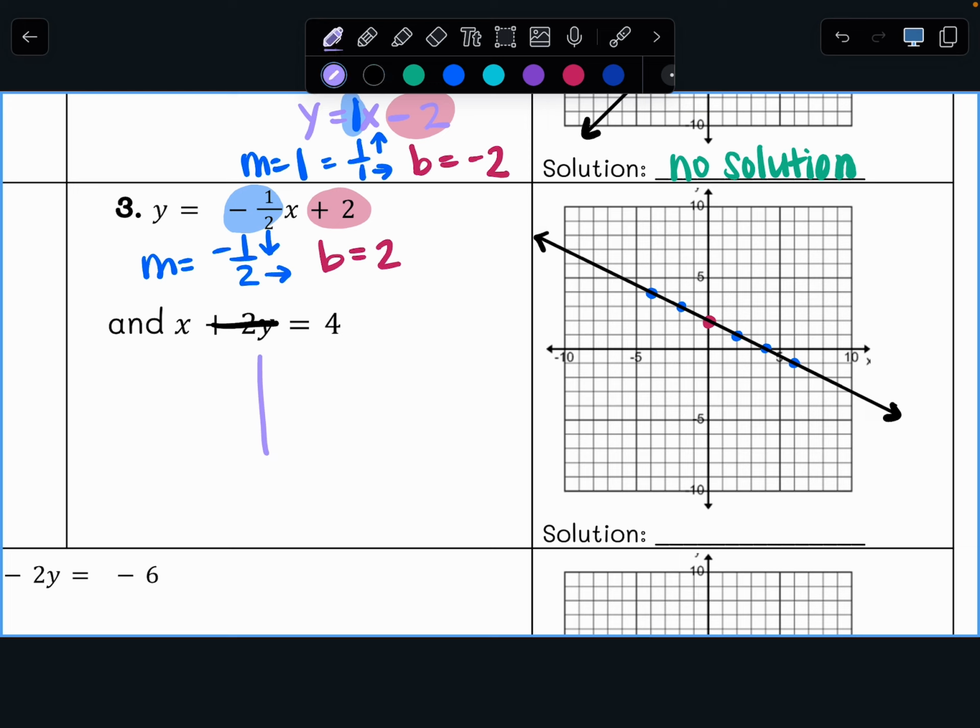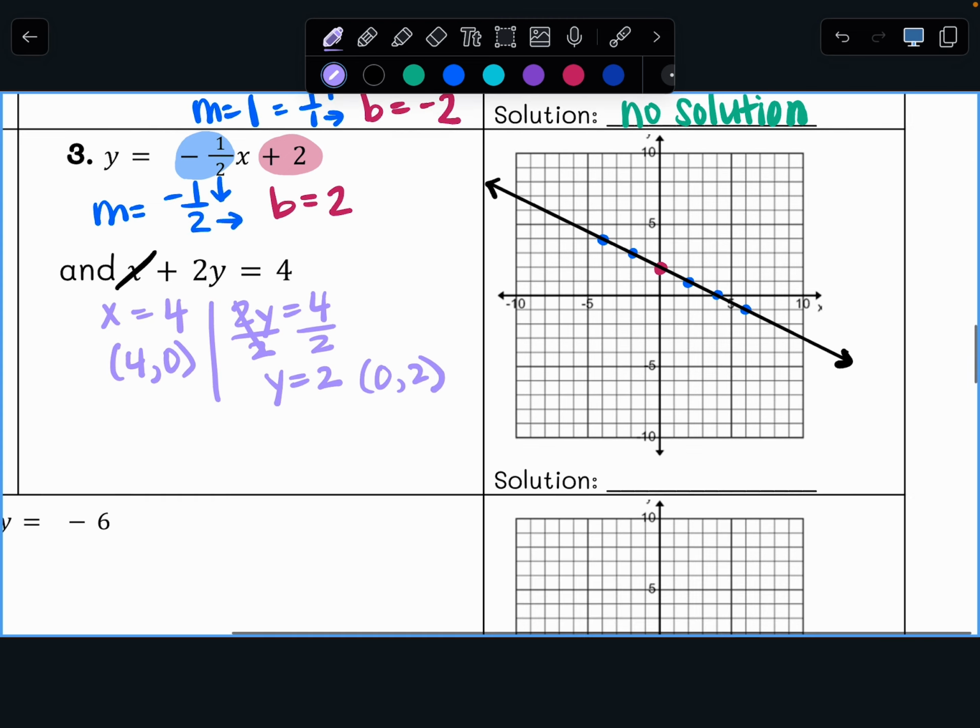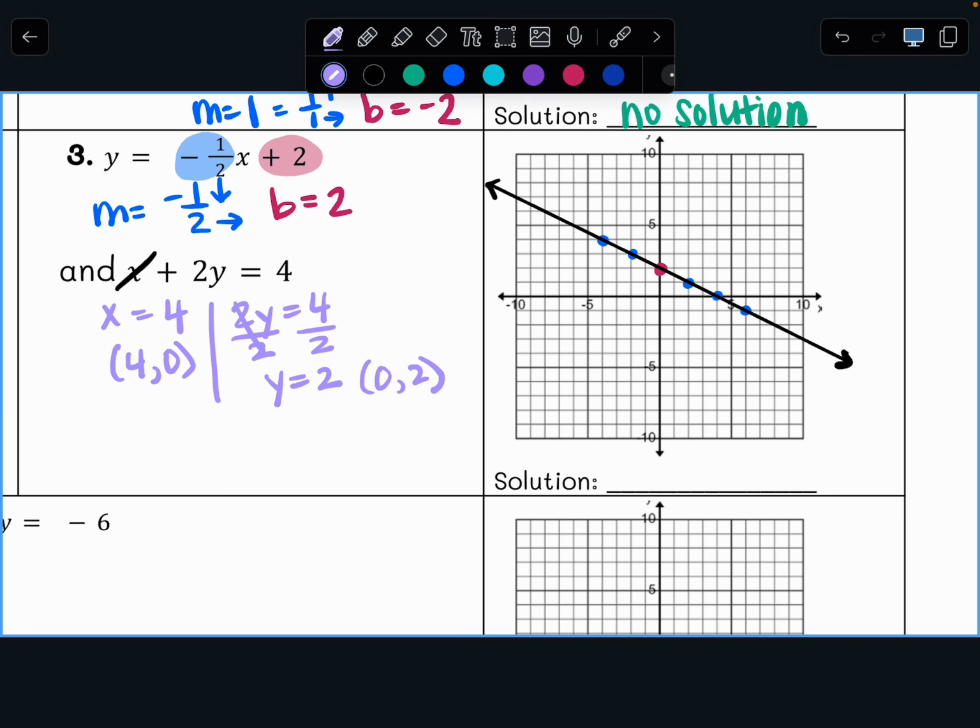So I'm going to solve it two ways. I'm going to get rid of y first and then write x equals 4. That was easy. There was nothing to solve there. On the other side, I'm going to get rid of x and solve 2y equals 4. So divide by 2, y equals 2. So this point will be at 0, 2. This point will be at 4, 0. So 4, 0, and 0, 2 is actually going to give me the same line.